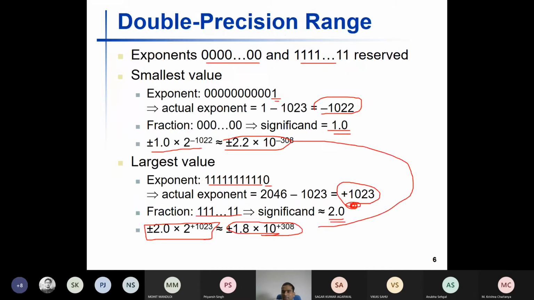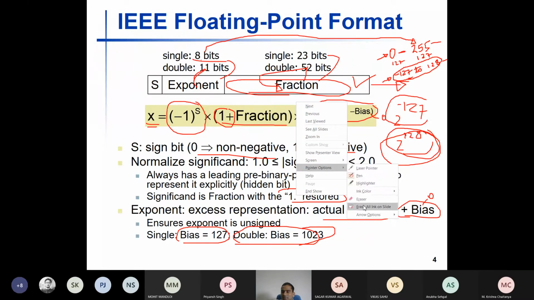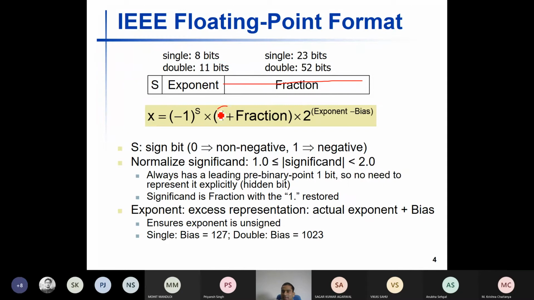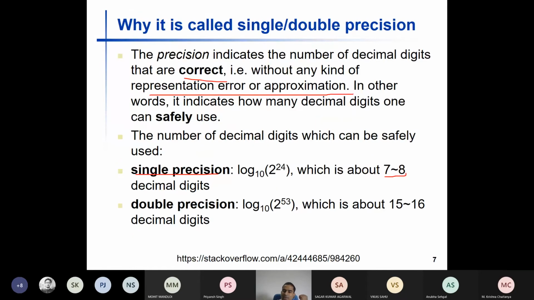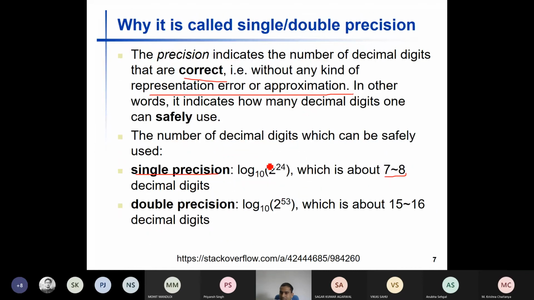Why? Because we have 23 bits for the fraction here, and 1 is hidden. So 1 plus 23, we have 24 bits. So 2 raised to the power 24, and if you take log 10, that is almost 7 to 8 decimal digits. And in the double precision, we have 52 bits here plus 1 bit, so a total of 53 bits, which means I have almost 15 to 16 decimal digits that I can safely use. So here you can see this is almost double of the previous case.